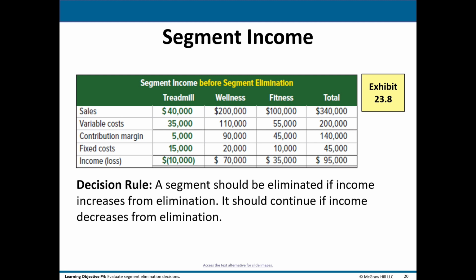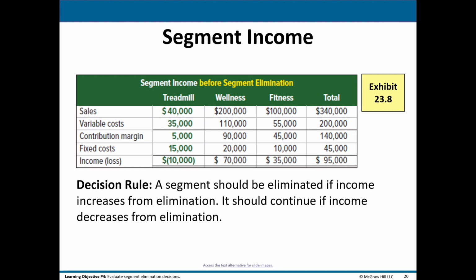So the decision rule for this type of situation is that a segment should be eliminated if the income increases from the elimination. However, we should let the segment continue if income decreases from the elimination.